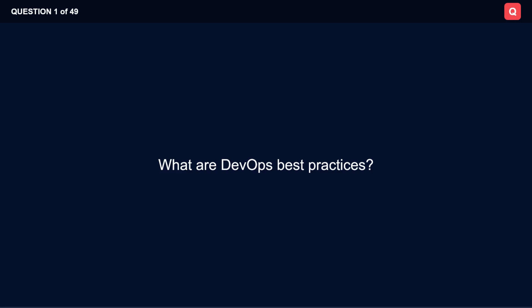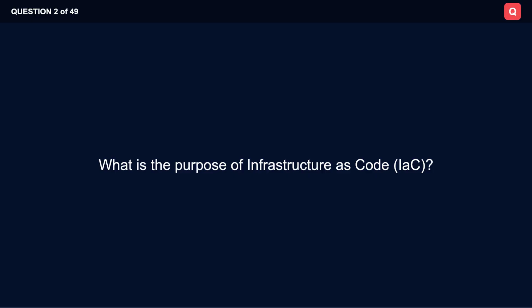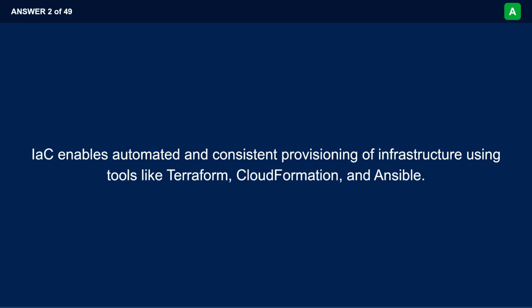What are DevOps best practices? Key DevOps best practices include infrastructure as code (IaC), continuous integration and continuous deployment (CI/CD), monitoring and logging, automated testing, security as code. What is the purpose of infrastructure as code, IaC? IaC enables automated and consistent provisioning of infrastructure using tools like Terraform, CloudFormation, and Ansible.